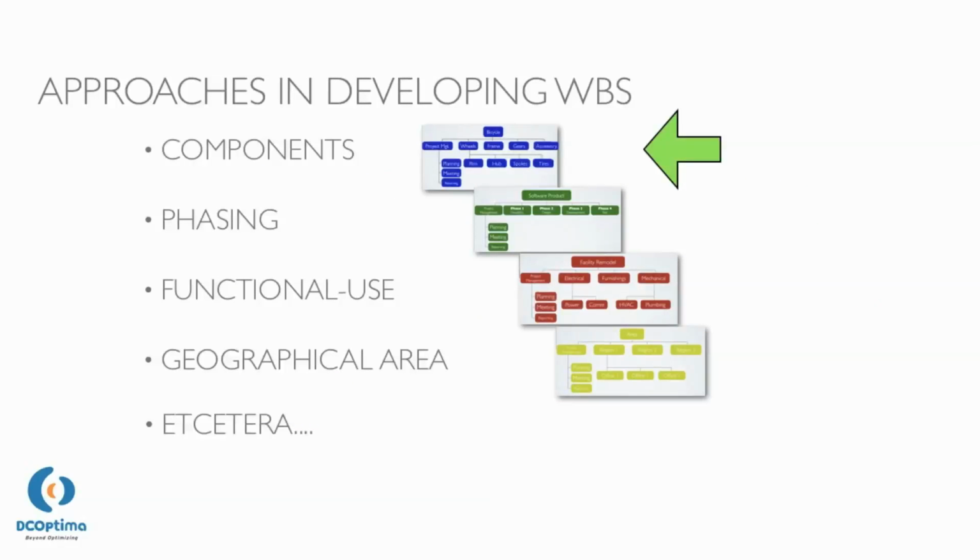That is the component approach. The phasing approach is appropriate for a very large construction project, and can be used as well for some software development projects. The functional use approach is suitable for constructing a process manufacturing plant, like a petrochemical plant or cement plant. The geographical area approach is good for a project with a large area coverage. Of course, besides those approaches, there are many other approaches, including combinations of them, in developing a WBS.